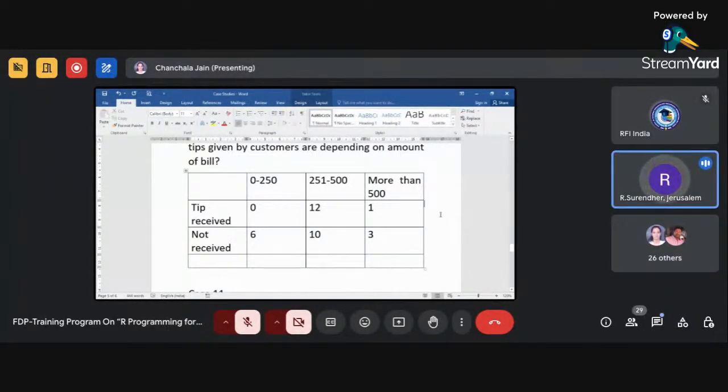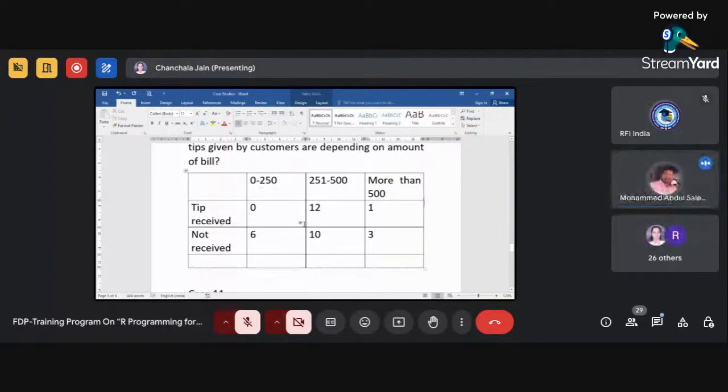Ma'am, if a person received 0 tips, what does it mean? It's like not received only, right, ma'am? Yes. Sorry to interrupt you, madam. I have written tip received. Is it clear?